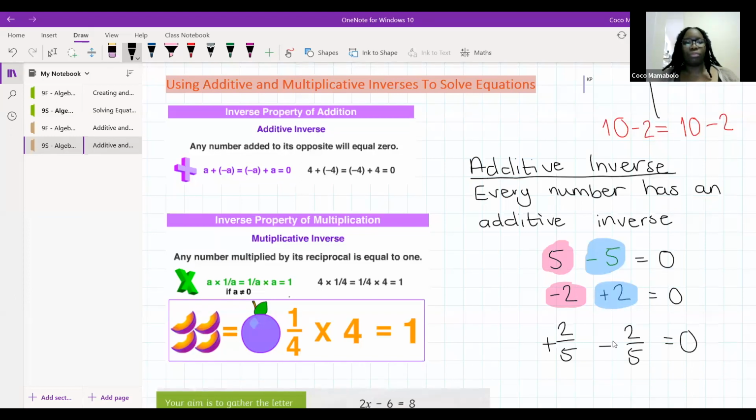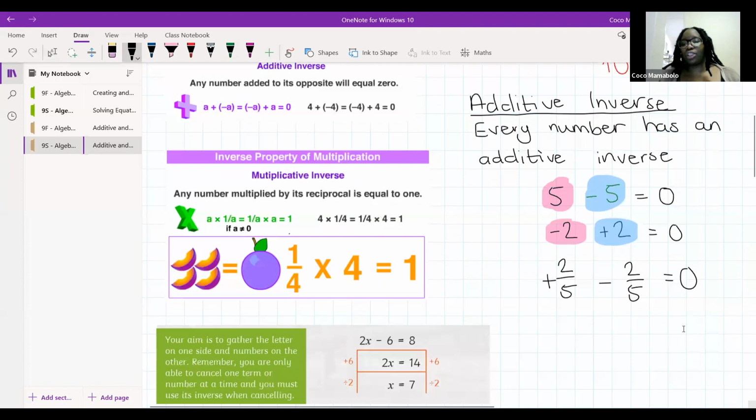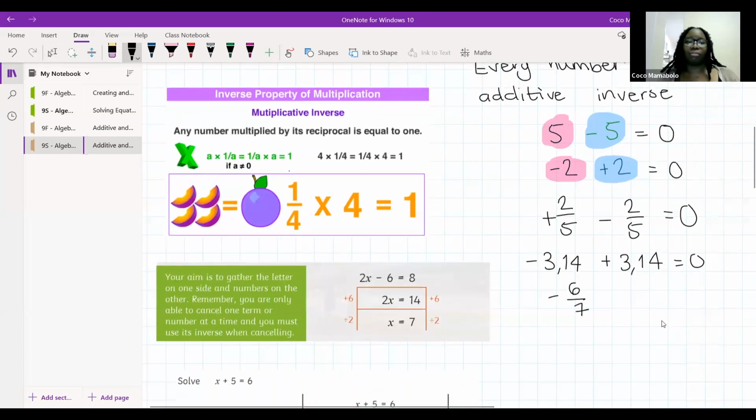Yes? Here's another one. If I said to you that I have negative 3,14, what is the additive inverse of negative 3,14? Positive 3,14. 100%, my dear. Here's another one. If I have negative 6 over 7, what is the additive inverse of negative 6 over 7? Positive 6 over 7. That's it.